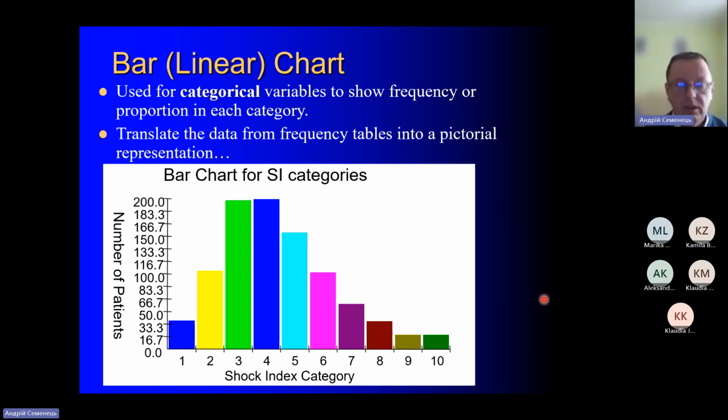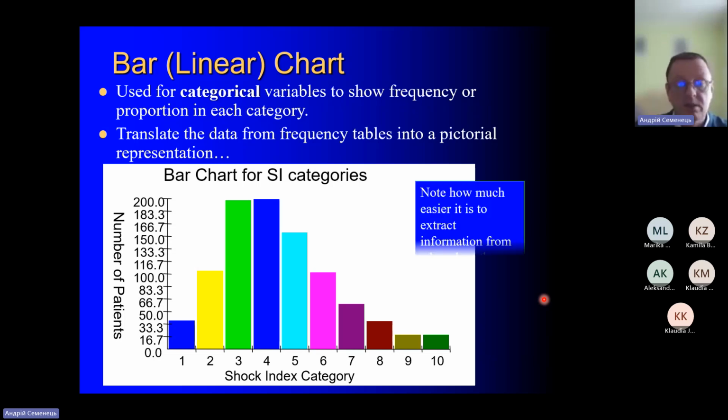When we have an independent variable as categorical, it's very obvious to use a bar or line chart, and we will have a nice representation in this case. The number of patients who suffer from a specific level of shock index, and this shock index is obviously an ordinal categorical data type, because order matters here. There is a significant difference between a shock index of the first level or the 10th level.